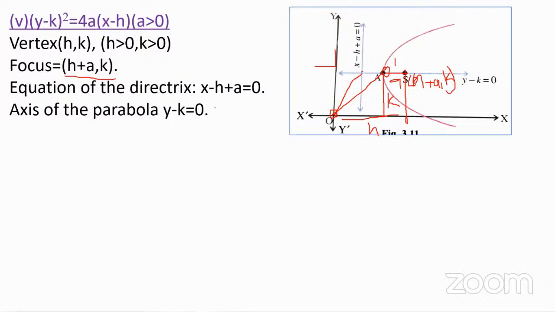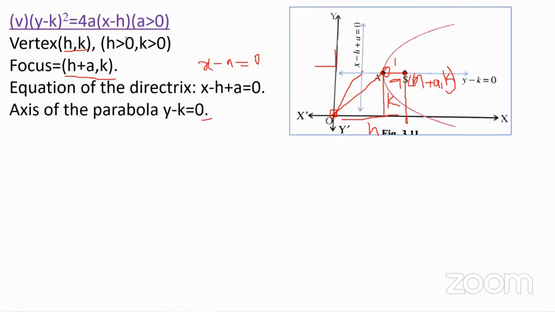The equation of the directrix changes as usual. For y square equal to 4ax, the directrix is x minus a equal to 0. Similarly here it is x minus h plus a equal to 0. Similarly, the axis of the parabola, which was y equal to 0, here becomes y minus k equal to 0, due to the vertex changing from (0, 0) to (h, k).